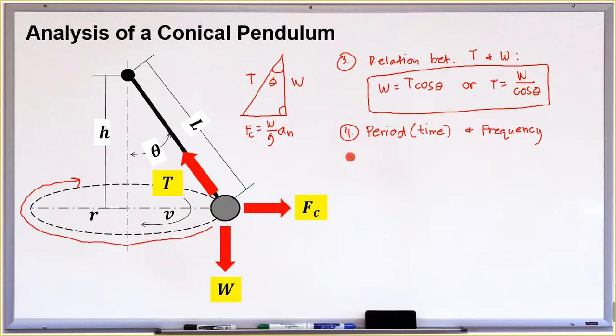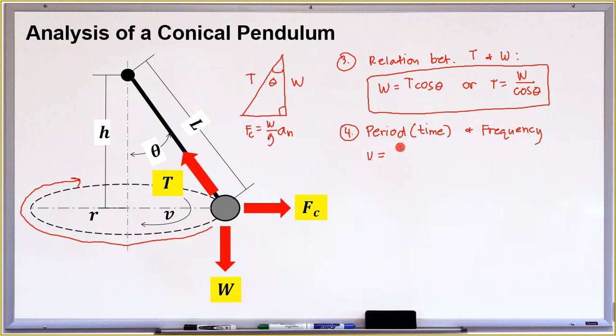Okay? So remember that the velocity V is equal to the displacement over time. So the total displacement, if it goes around a circle, is equal to what?